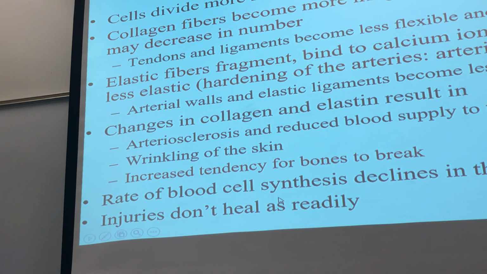Rate of blood cell synthesis declines in the elderly. Because of that, they're more prone to infection. And injuries don't heal as readily, making them even more prone to infections.